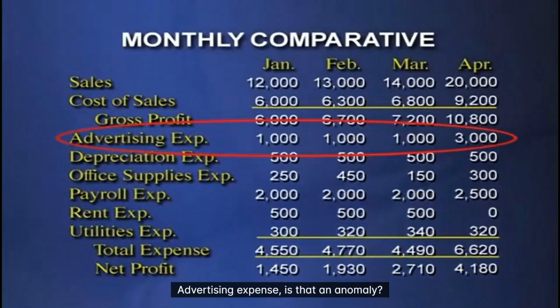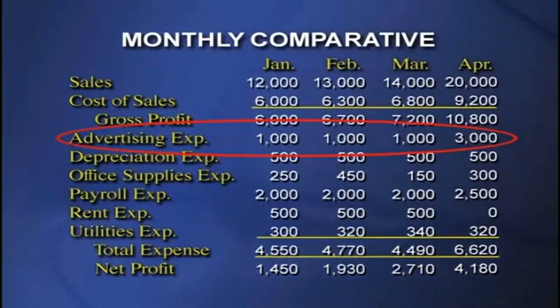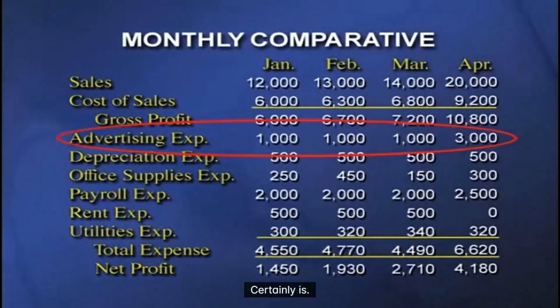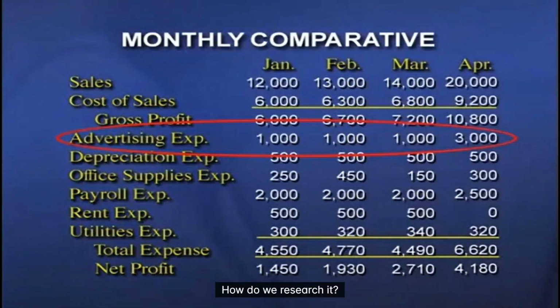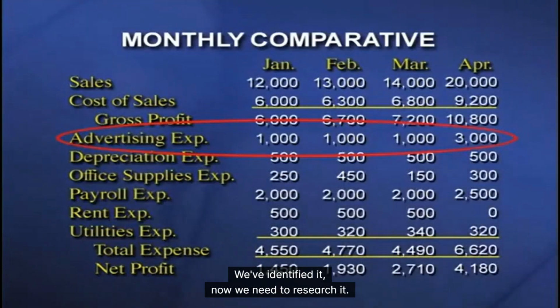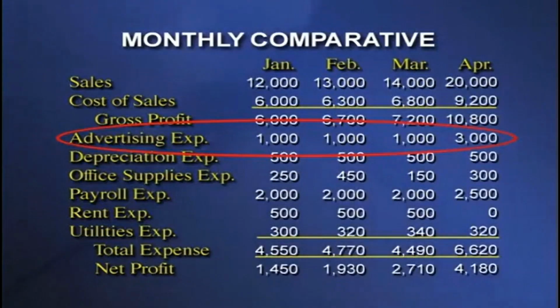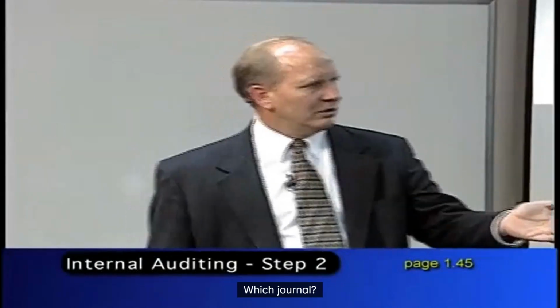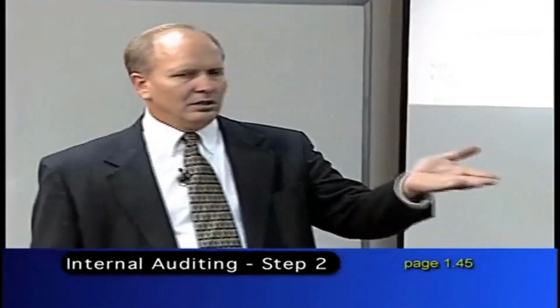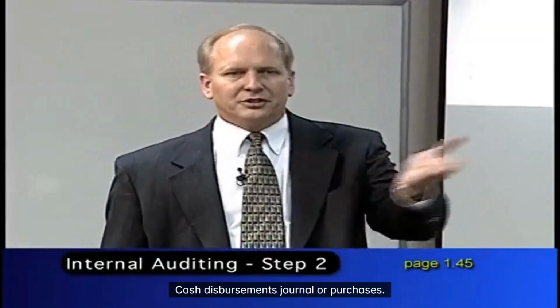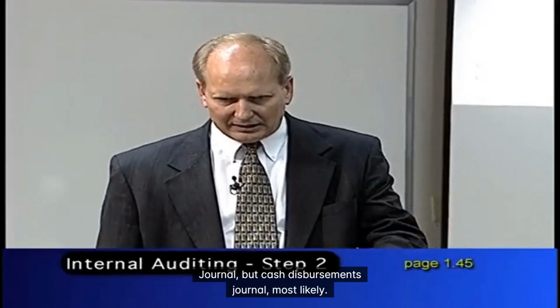Advertising expense, is that an anomaly? Certainly is, okay? So where do we check? How do we research it? We've identified it, now we need to research it. Which journal? Cash disbursements journal or purchases journal, but cash disbursements journal most likely, right?